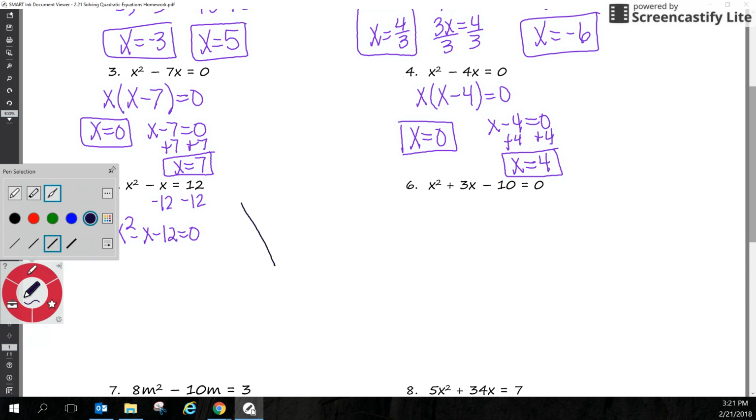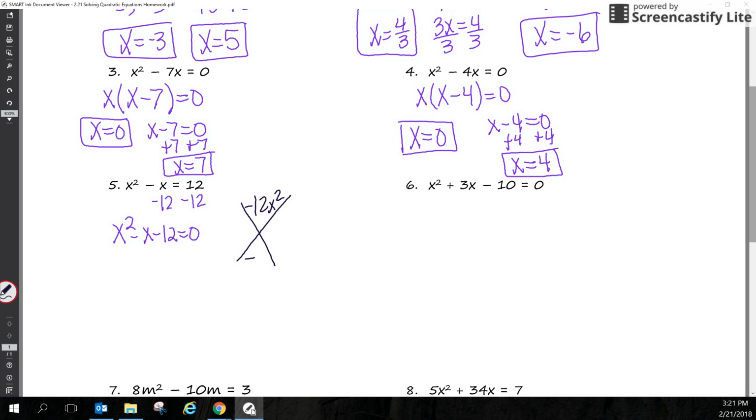So here, I've got negative 12 times x squared, that's negative 12x squared. And then negative x on the bottom. I'm looking for two numbers that subtract to negative x, and the bigger number needs to be negative. So multiplies to 12, subtracts to 1. That would be 4x and 3x.